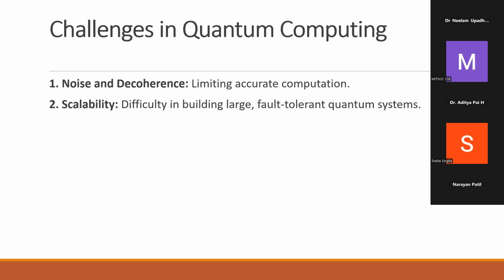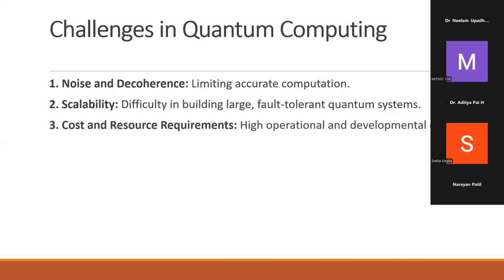Building large-scale quantum processors with millions of qubits is challenging due to noise and physical constraints. Then cost and resource requirements, then error correction and fault tolerance. Quantum gates are prone to errors due to noise and decoherence. So quantum error correction is important. Logical qubits are important.